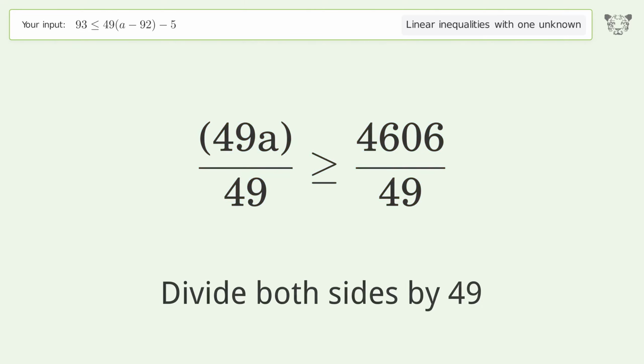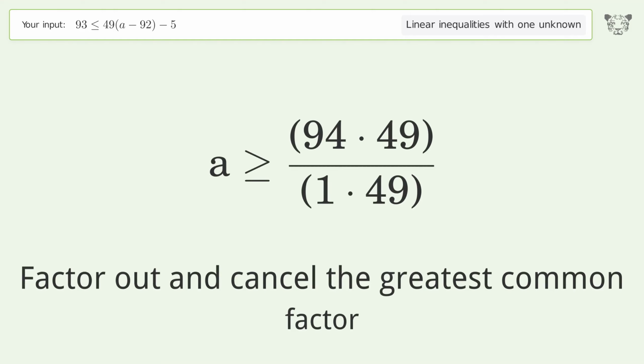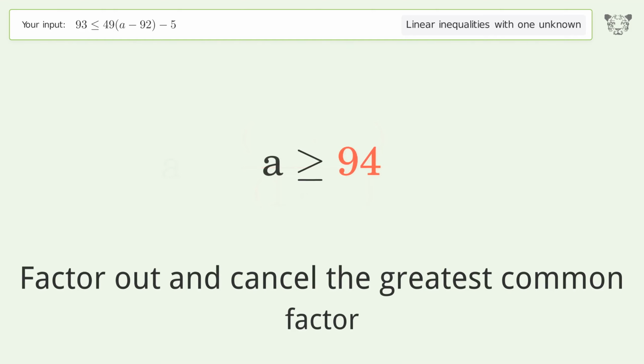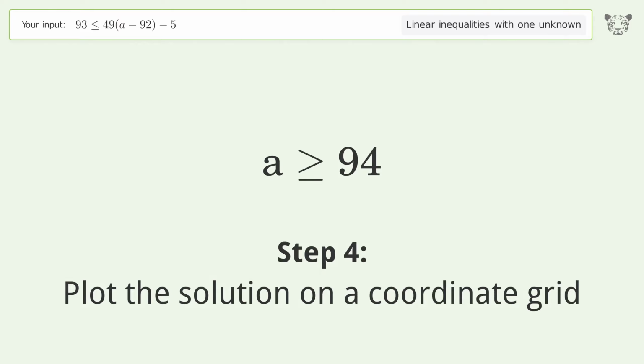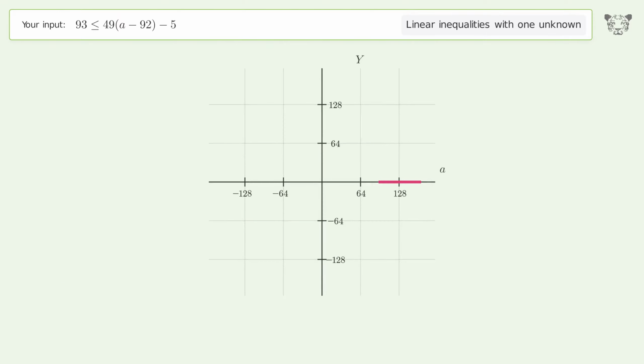Find the greatest common factor of the numerator and denominator. Factor out and cancel the greatest common factor. Plot the solution on a coordinate grid. And so the final result is a equal or greater than 94.